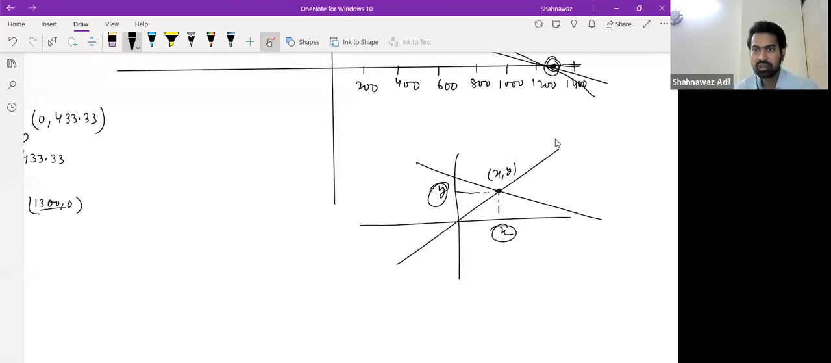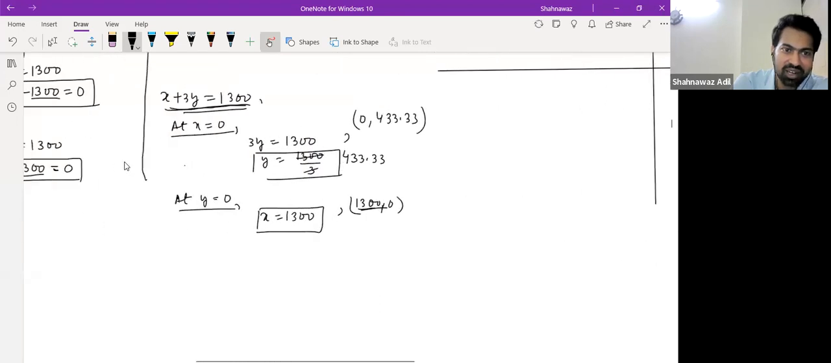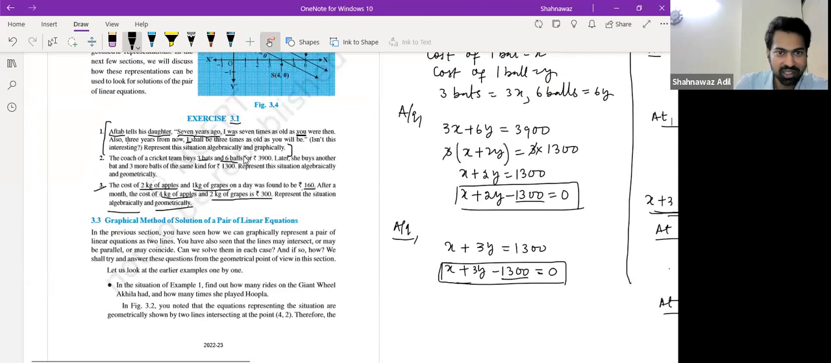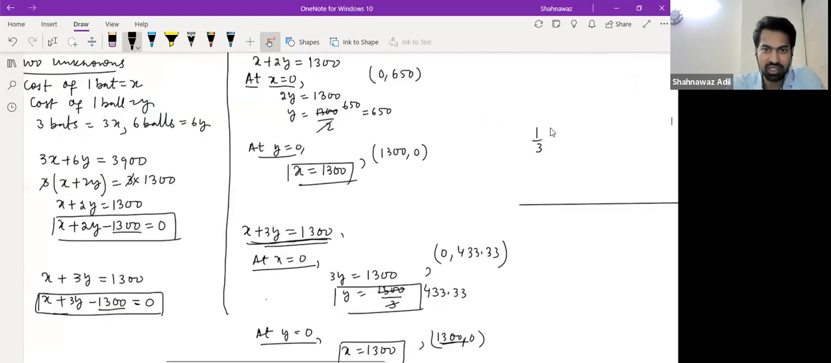Okay. So from here we can see that the value of x is 1300 and the value of y is 0. So the cost of bat is 1300 and ball is free. I guess the ball is free with the bats. But this exercise was only about the representation, not about the solution. So I guess that's why they have put some random numbers. Okay, Amira. Okay, sir. That is why I was shocked with the answer.